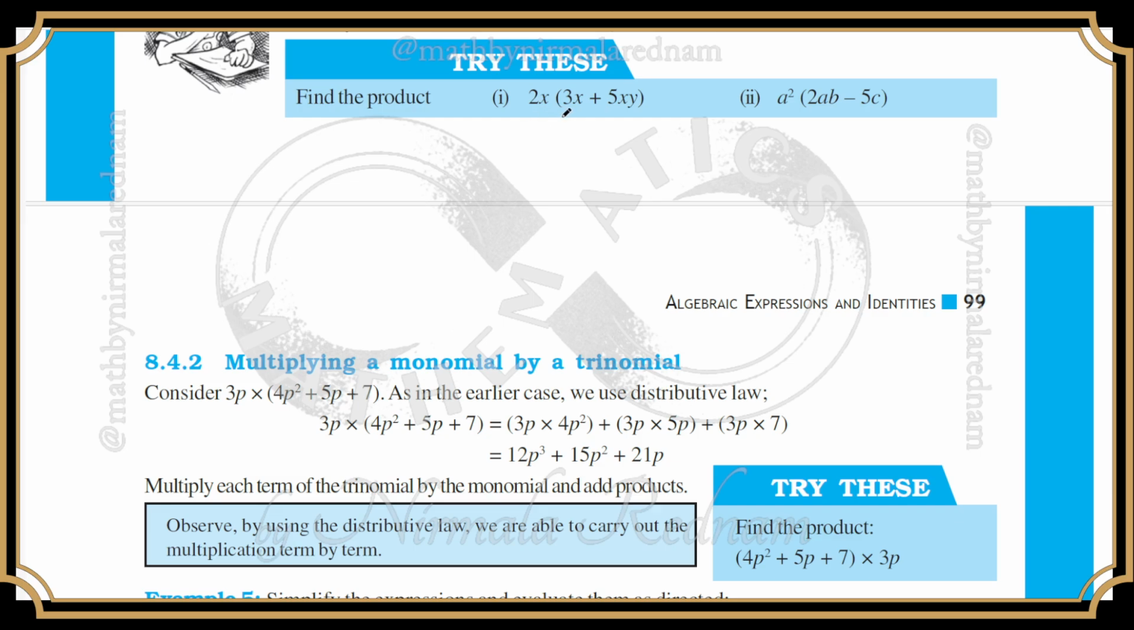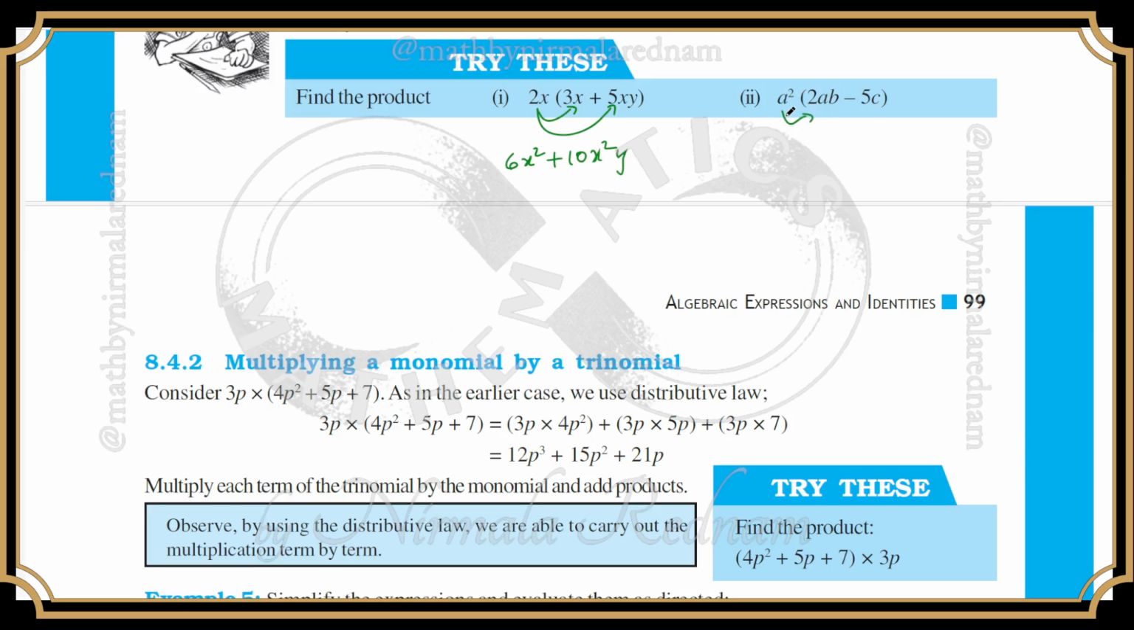I have 2x into (3x plus 5xy), right? So when I open this bracket, I'm going to be multiplying 2x with each of the terms inside the bracket. So this will give me 2x into 3x is 6x square, right? And there's a plus sign here. And I have 5 into 2 is 10 and x square y, because x into x is x square and there is one y. So this will be my final answer.